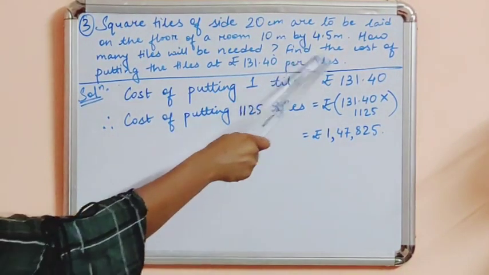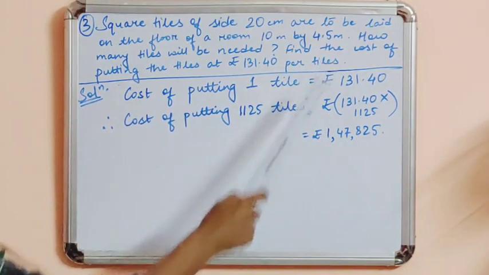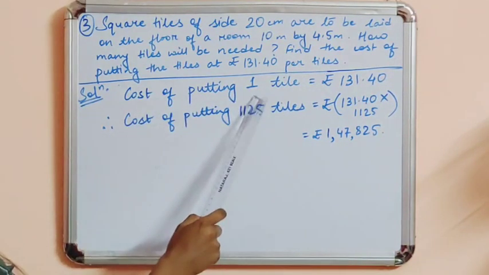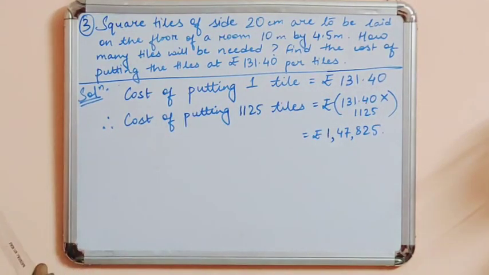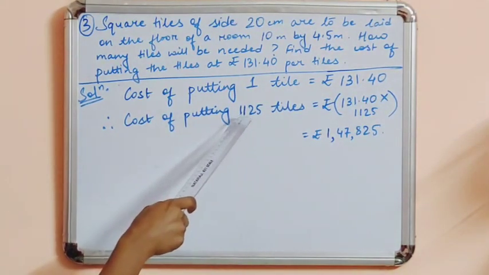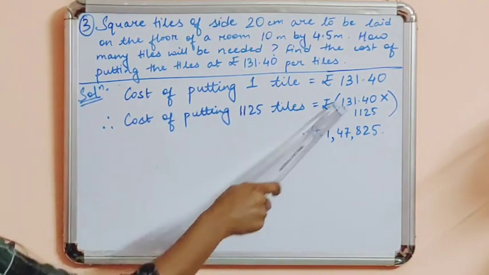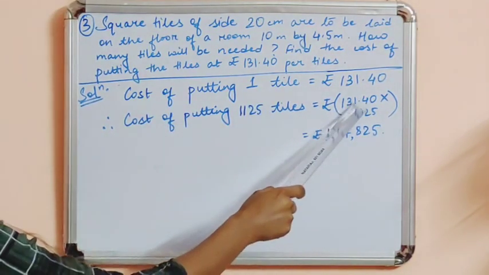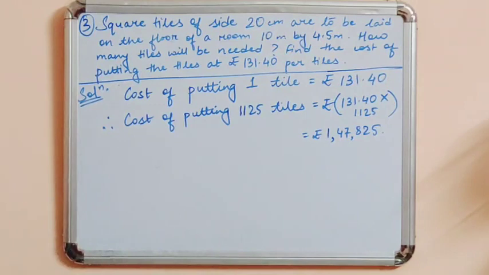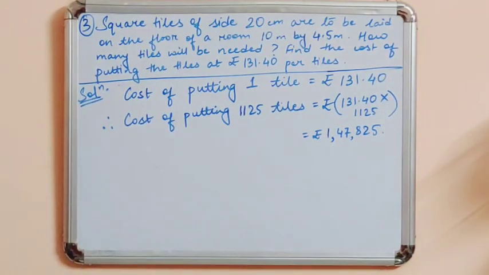Now look at the second part of the question. It says find the cost of putting the tiles at rupees 131.40 per tile. So the cost of putting one tile is rupees 131.40. We had calculated the number of tiles, that was 1125. So the cost of putting 1125 tiles is this amount into 1125. So that is 131.40 into 1125, which comes to rupees 1,47,825.